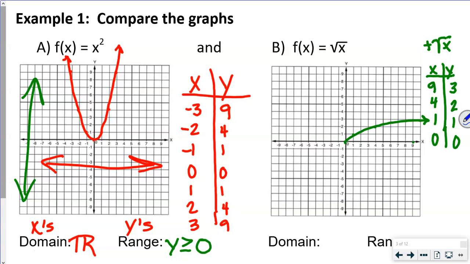Now we're going to talk about the negative square root of x, okay? And again, I'm only doing this for the purpose, because normally we would only graph the green guys, but I'm going to show you guys this just so you can see.